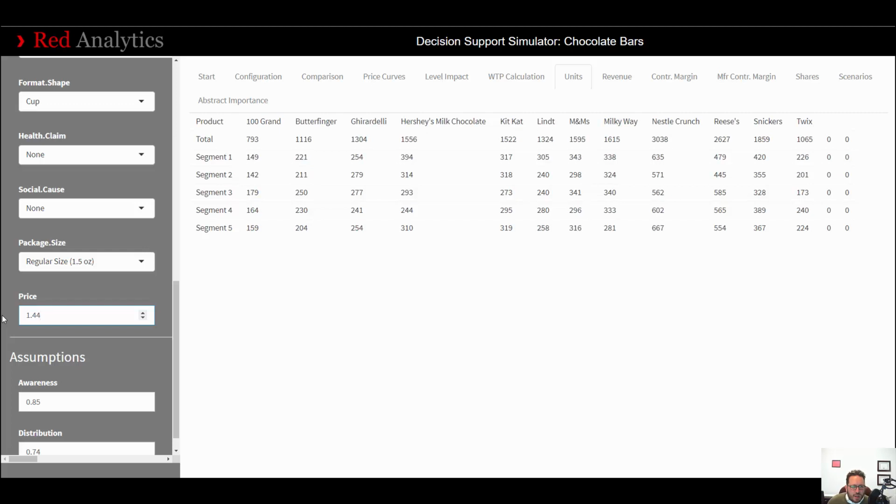So for the Butterfinger bar, if we change it from a bar to a cup, the unit sales goes way up. So what we do is we adjust the price to get the sales number back down to where it was. And here it's at $1.44. So that's a 45-cent increase. And typically that's how it's labeled: willingness to pay would be that 45 cents is what consumers are willing to pay to get the Butterfinger in the form of a cup versus a bar.